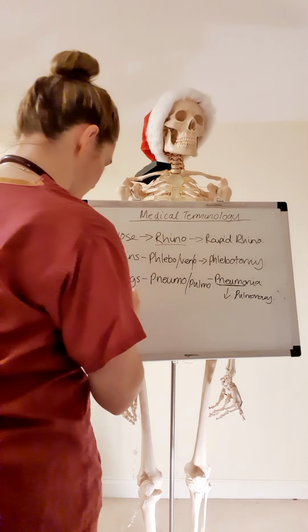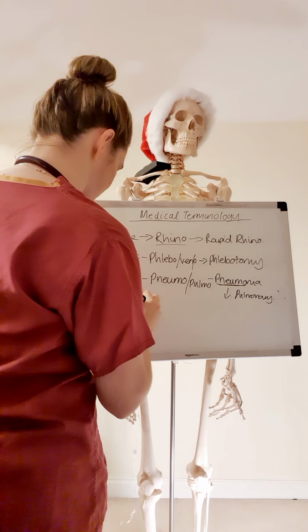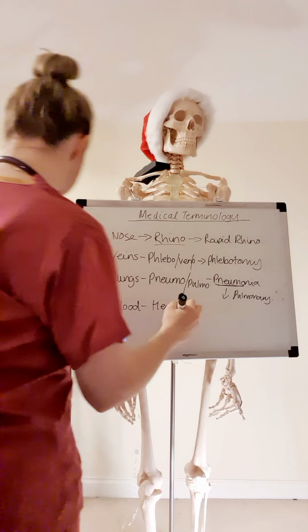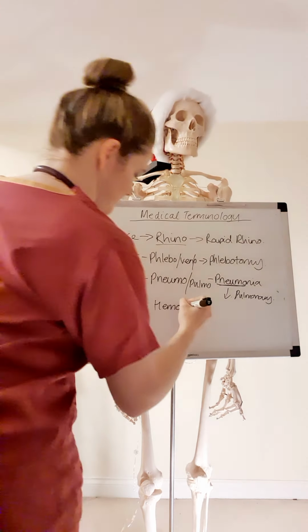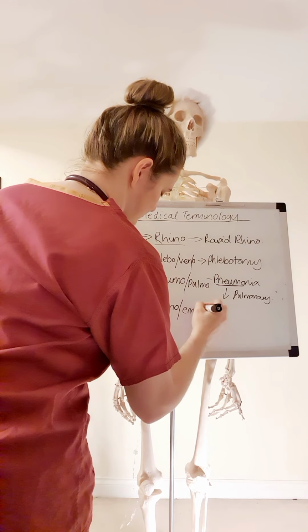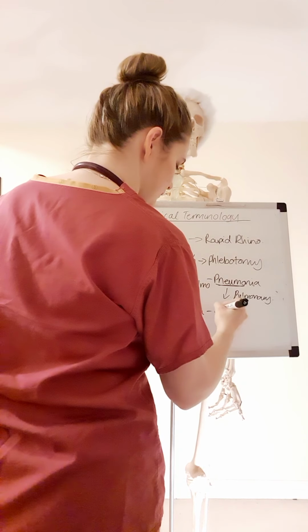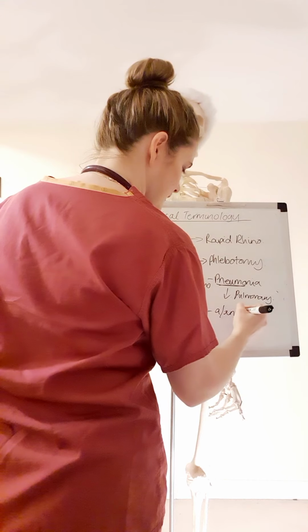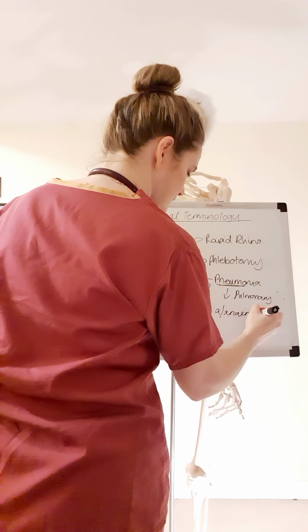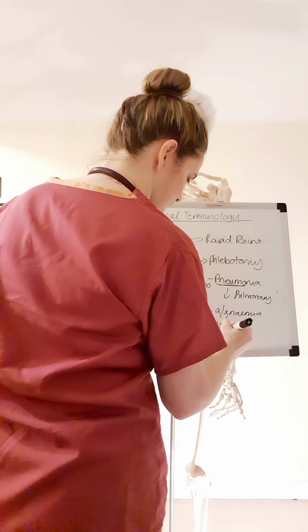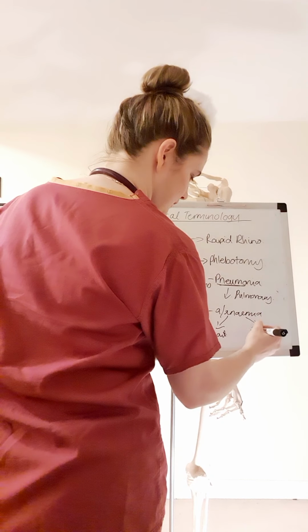And the last one we want to do is blood. And that's hemo or emia. So like we saw earlier with the A or N, so anemia, we know that that's without, and emia is blood.